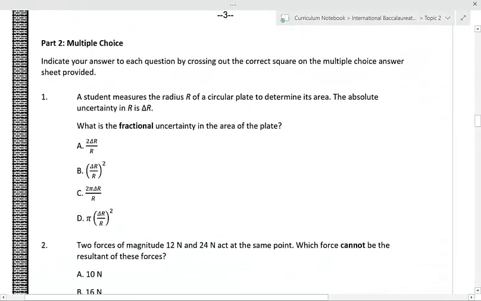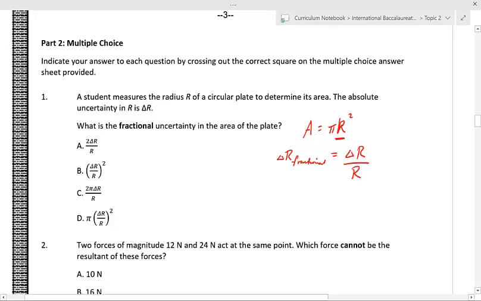So the first one says a student measures the radius r of a circular plate to determine its area. The absolute uncertainty in r is delta r. What's the fractional uncertainty in the area of the plate? So area is given by pi r squared. So if we're going to square r, then we need to double the fractional uncertainty. So delta r fractional is equal to delta r over r.